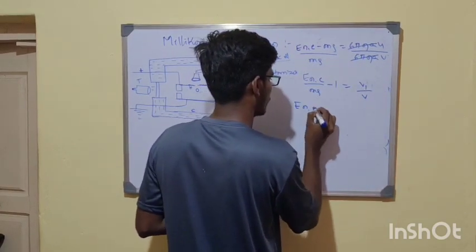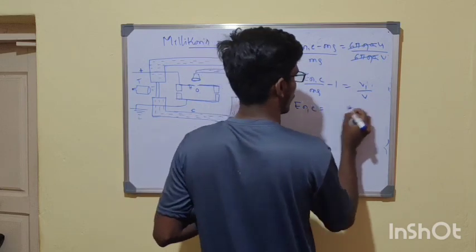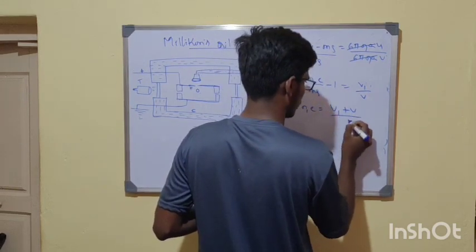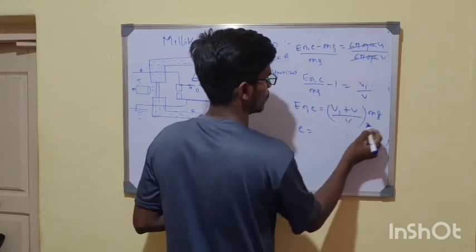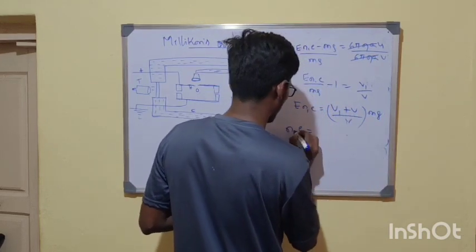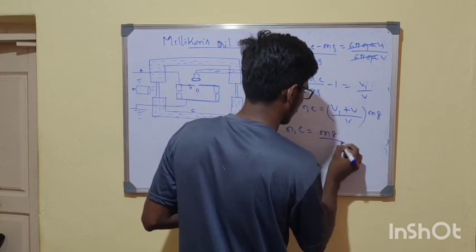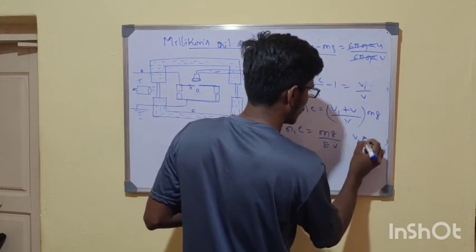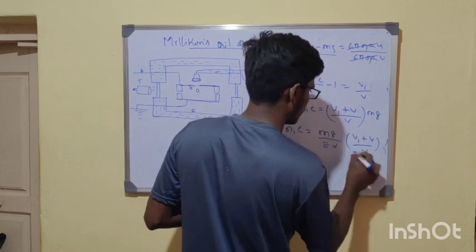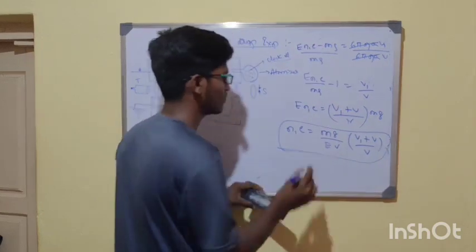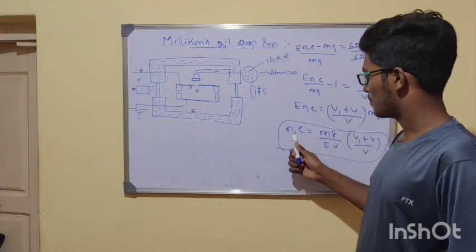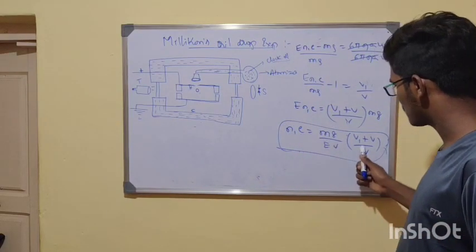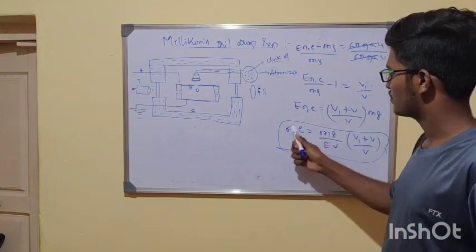Therefore n1 E is equal to (v1 plus v) divided by v into mg, and E is equal to mg divided by n1 v into (v1 plus v) divided by v. This is the charge of the electron, for an oil droplet having n1 number of charges. By using this equation, we can find out the charge of the electron.